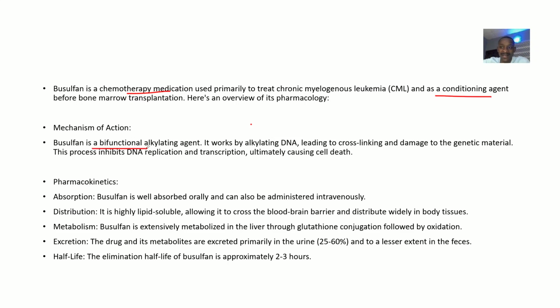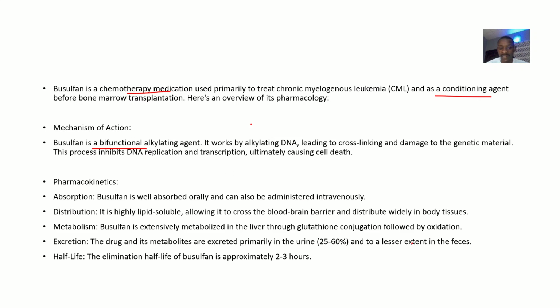So it works by alkylating the DNA. All right. So it will therefore lead to what? Cross-linking, and it also causes damage to the genetic material of the cancer cells. Okay.